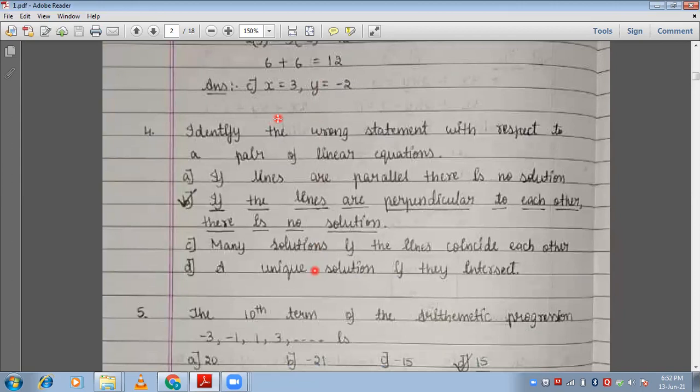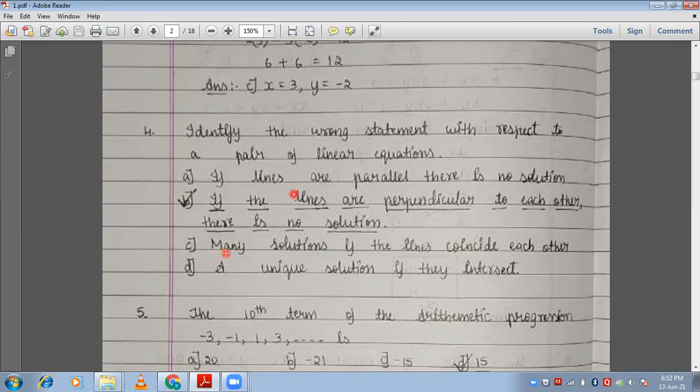Next, identify the wrong statement. Here, the main thing is the wrong statement. You need to identify the wrong statement. They give four statements. If lines are parallel, then there is no solution. Obviously it is correct. If the lines are parallel, we don't have any solution.